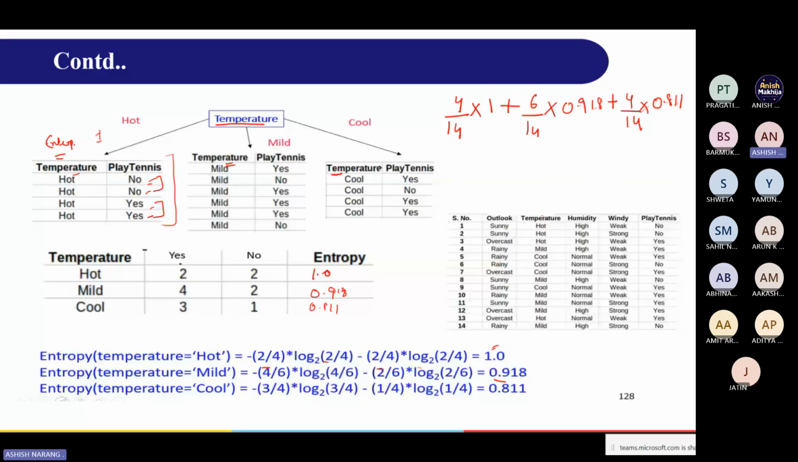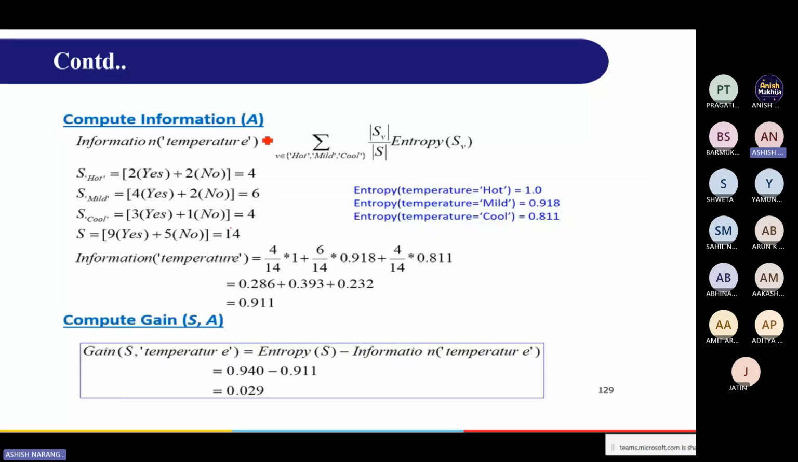So this is the way to move forward. And when you calculate it, you are getting this as 0.911. So at source, the entropy was 0.940. So this is the information gain that you have got if you take temperature.